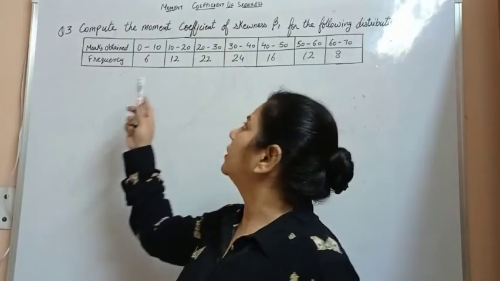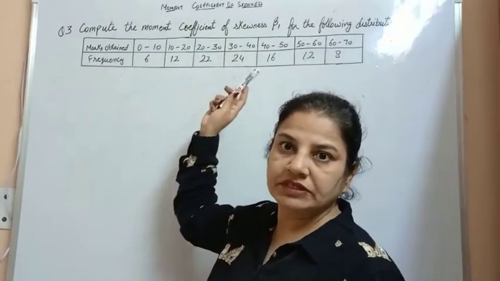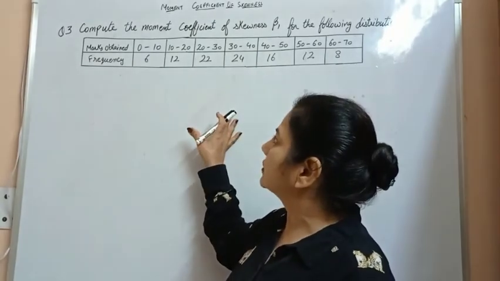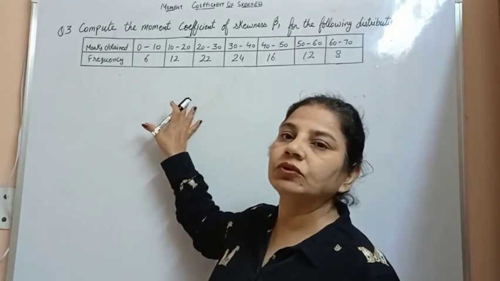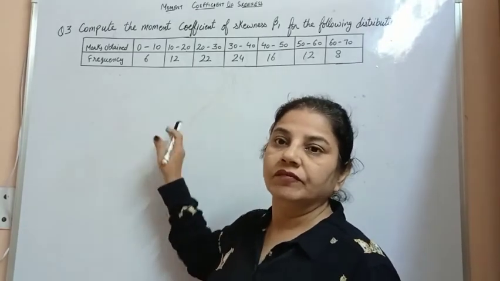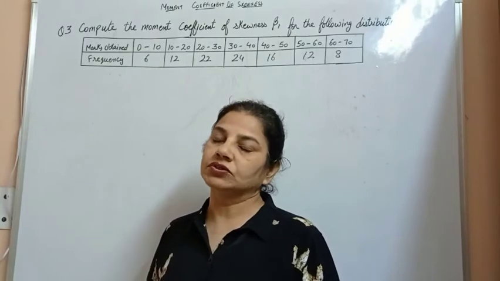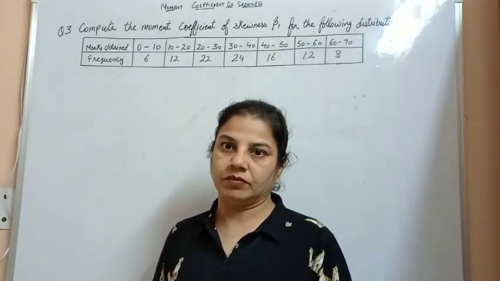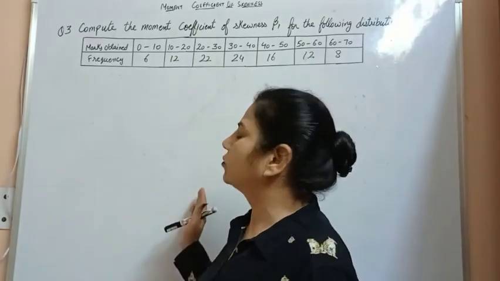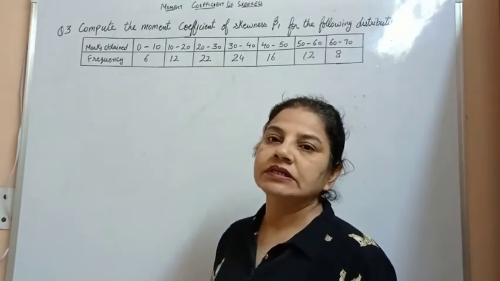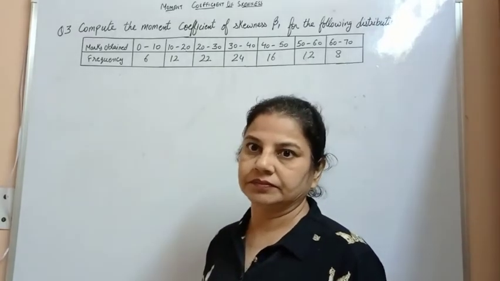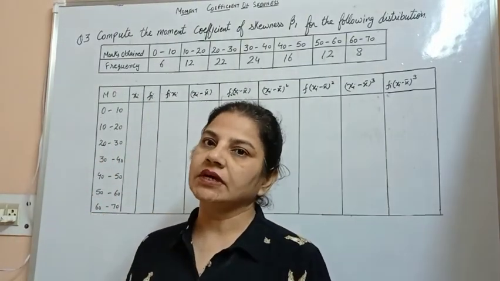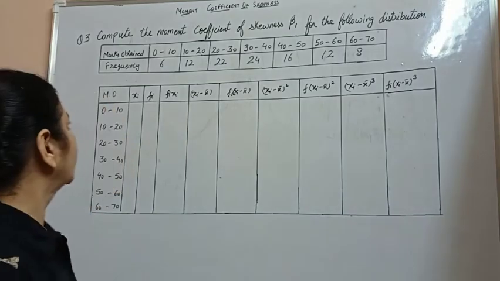Question 3. Compute the moment coefficient of skewness beta 1 of the following distribution data. To calculate the moment coefficient of skewness, we need the second central moment and the third central moment. For this we draw a table and calculate the second and third central moments. Thus the table has been formed. We will start entering the data.